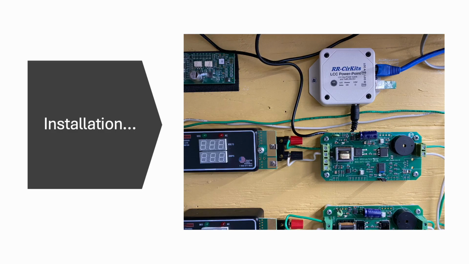Here on my layout, I've installed the PowerPoint, which is the power supply for the bus, with the rest of my railroad electronics. And you can see the power supply is plugged in at the bottom. Off to the right, you've got an Ethernet cable which is going over to my computer, and the other item off to the right is a terminator.